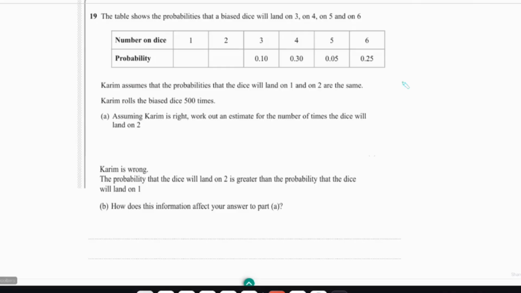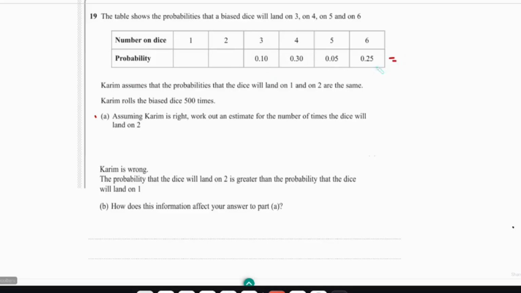The table shows the probabilities that a biased dice will land on 3, on 4, on 5 and on 6. Karen assumes the probabilities that the dice will land on 1 and on 2 are the same. Karen rolls the biased dice 500 times. Assuming Karen is right, work out an estimate for the number of times the dice will land on 2.